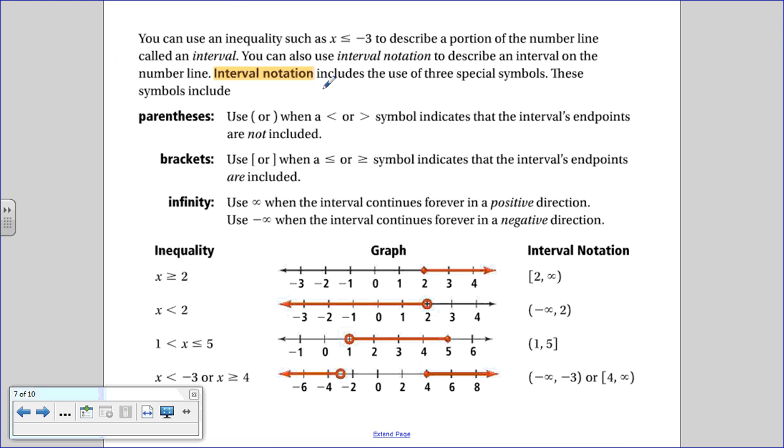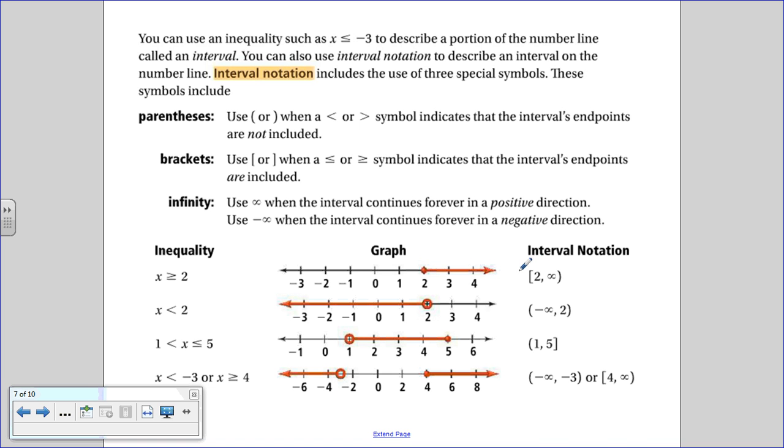All right, last part, interval notation. I suggest that you take a look at this. You take some time real slowly. Interval notation includes the use of 3 special symbols. So those symbols are a parenthesis, a bracket, and the infinity symbol. And here's what it means. This is basically your start, and this is your stop number. So this goes from 2, it starts at 2, and it goes all the way to infinity.